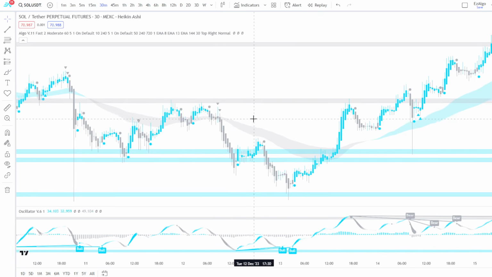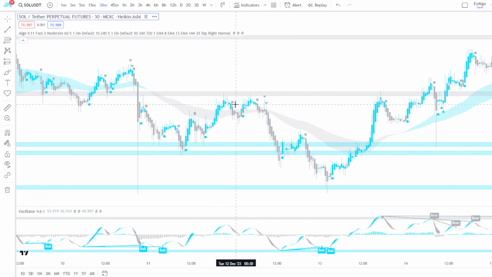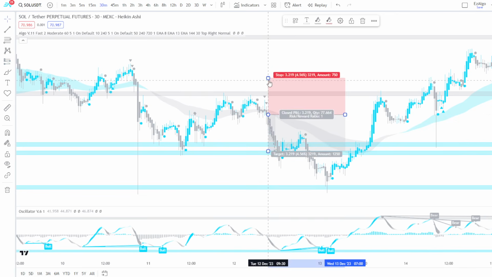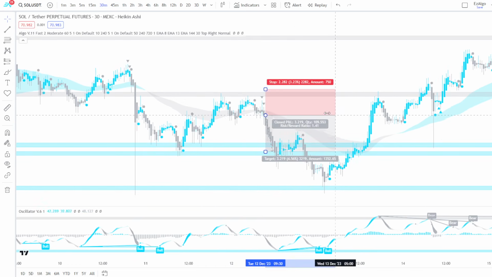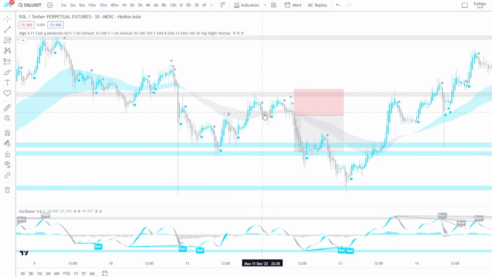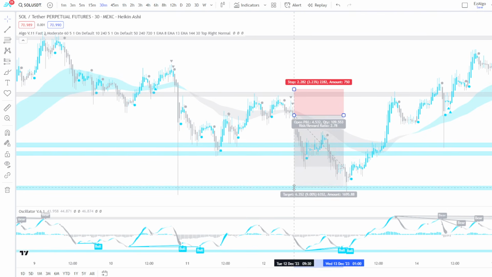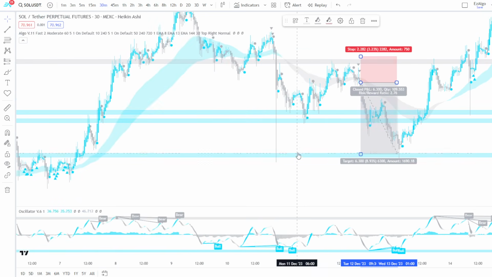Now, if you did not enter here, maybe you're waiting for some more confirmation. You see this double top here, another rejection from this level, and then you get the AI sell signal. This can be your entry with your stop loss above this resistance zone. You'll also notice that we're retesting the trend cloud, which is another confluence I'll be getting into, and you can target the support zone down here.